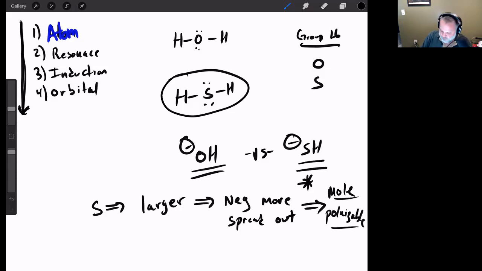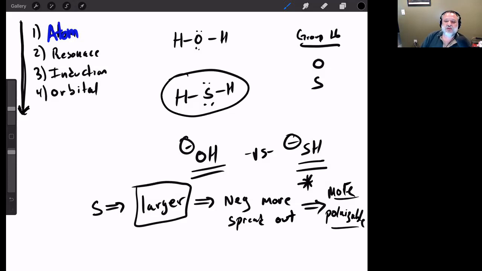Since it's more polarizable, the negative charge ends up being more stable. And so in summary, if I'm comparing in different rows, I want to choose the atom that has the negative charge on the larger of the species. So even though oxygen is more electronegative than sulfur, the H2S is going to be a stronger acid than H2O because the resulting conjugate base is more stable.